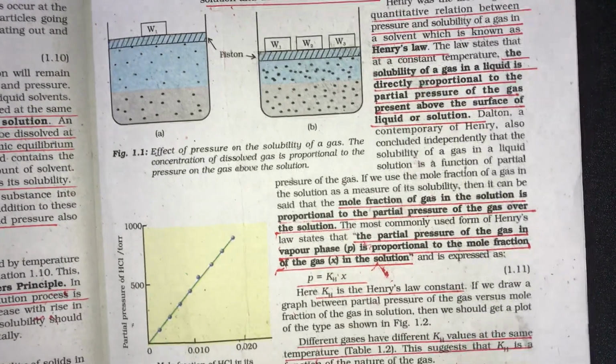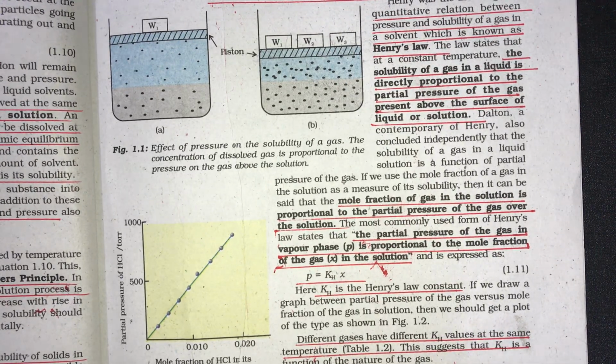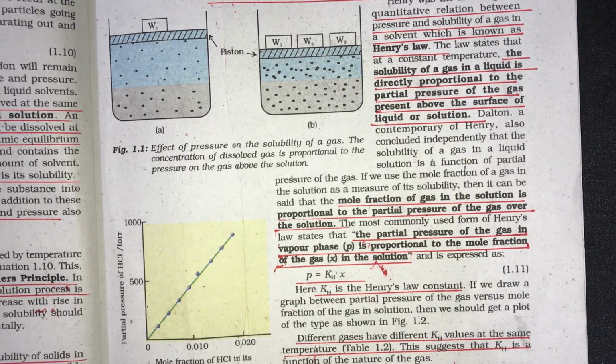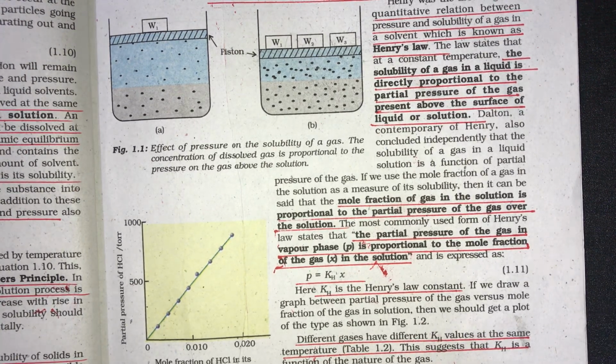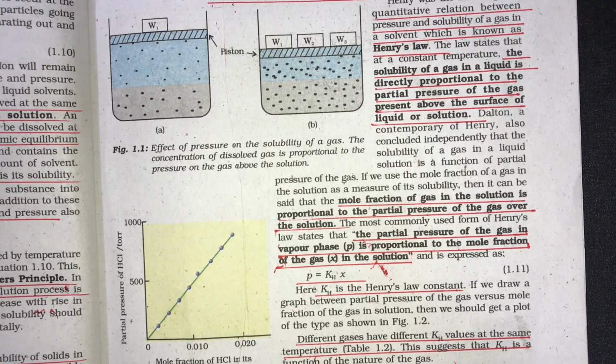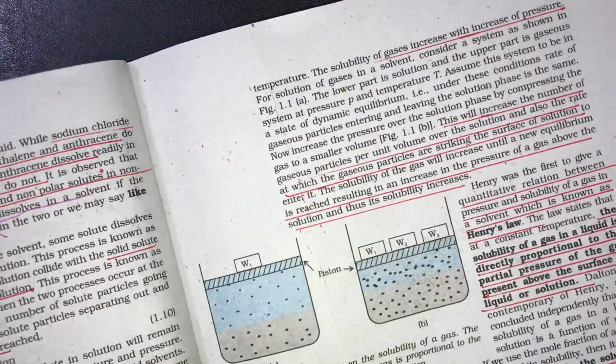Different gases have different Kh values at the same temperature. The higher the value of Kh at a given temperature, the lower the solubility of the gas in a liquid. The Kh value for oxygen and nitrogen increases with the increase of temperature.